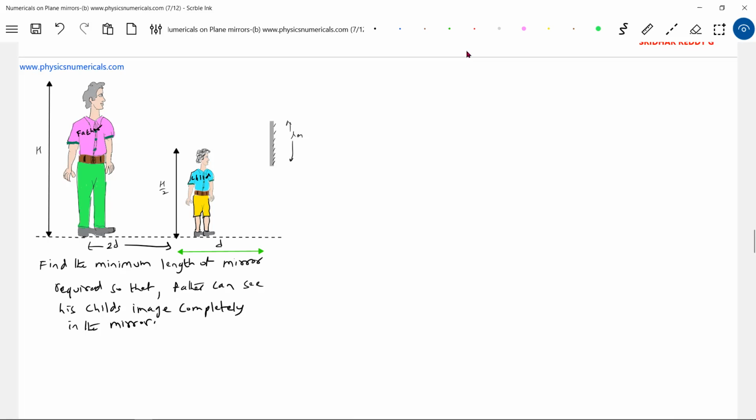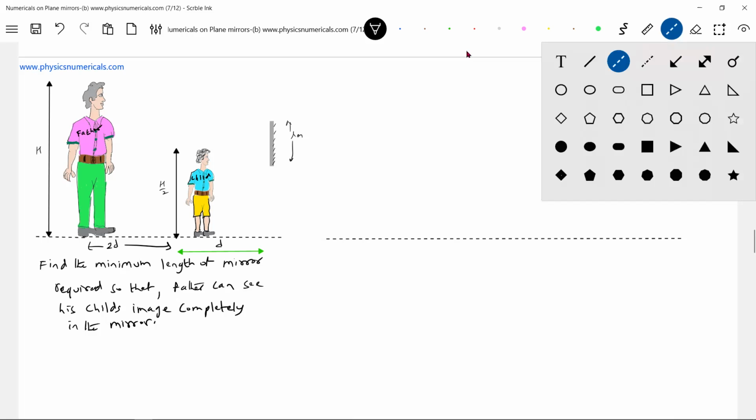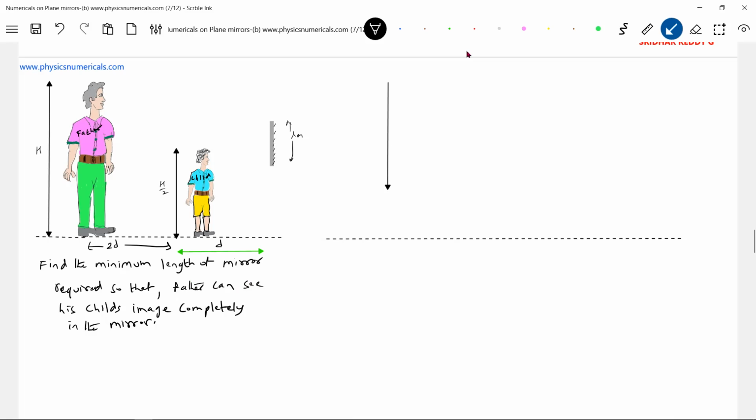I think it's very straightforward. Just know, previous class what we did. I think the same idea shall we bring here. So I will start with this. Okay, there's a father. If you want, I'll take arrow. Okay, inverted arrow. So here is a child, h by 2.